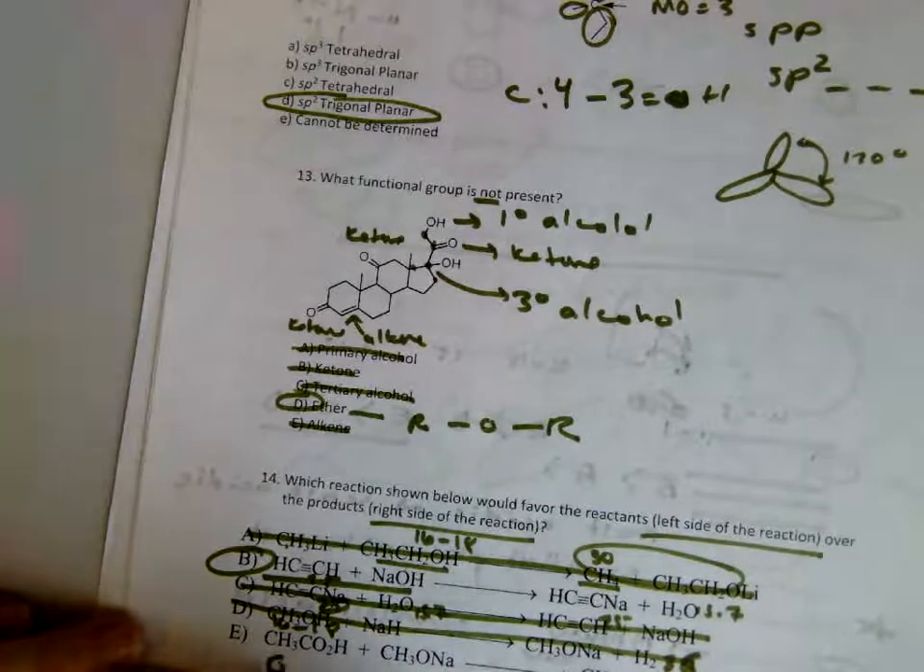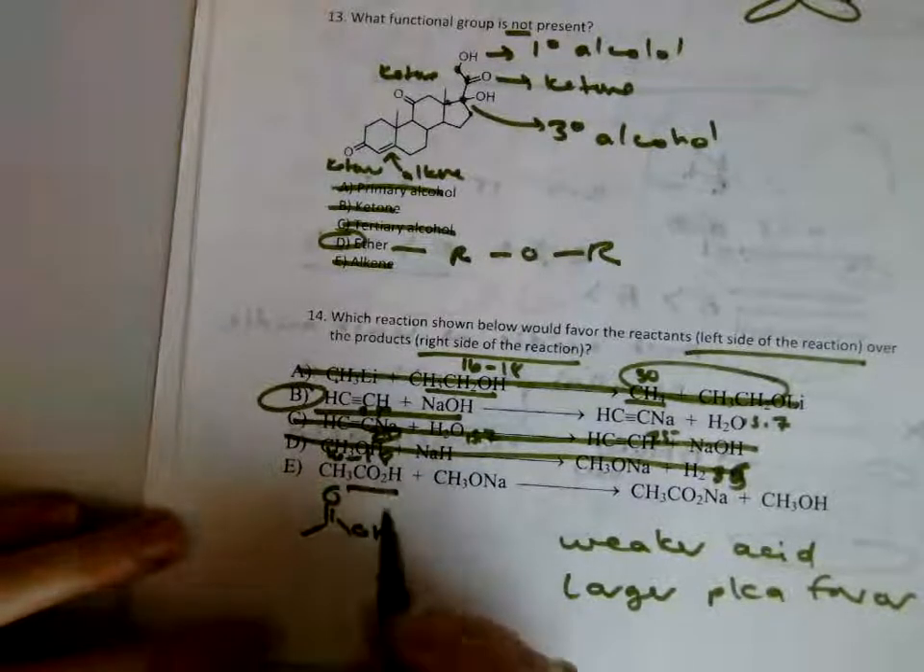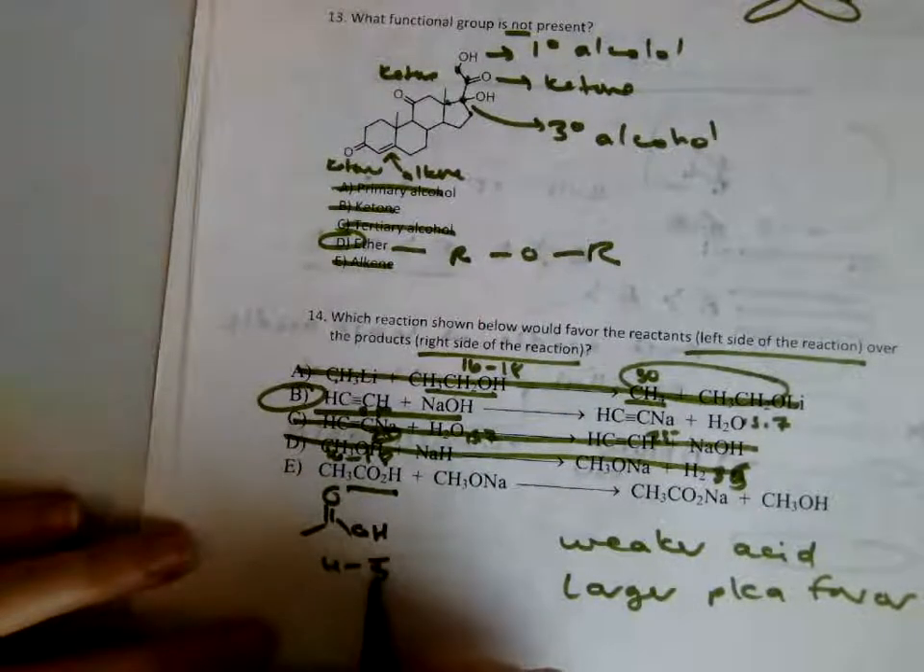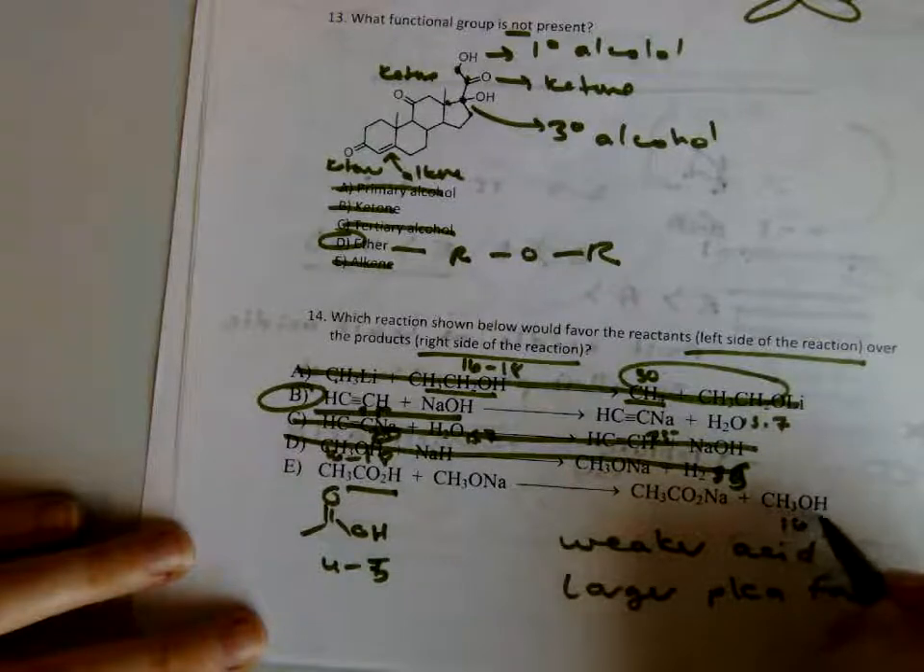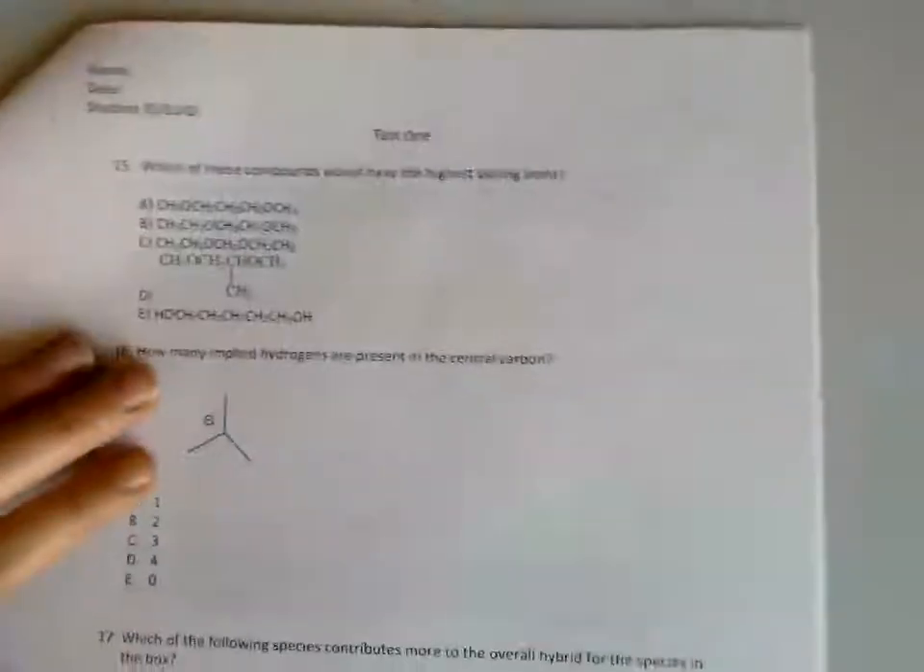And then this is a carboxylic acid. So this tests your ability to recognize the shorthand of this functional group and use the pKa table: 4 to 5. And this is 16 to 18. So answer choice B is correct.